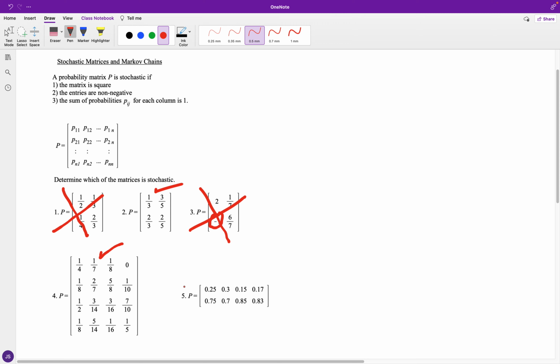In the case of the fifth, while the entries per column add up to 1, the matrix is not square to begin with. You have an imbalance between the number of rows, which is 2, and the number of columns, which is 4. This is not a square matrix, so the fifth matrix is not stochastic. Out of these 5, only the second and fourth matrices are stochastic.